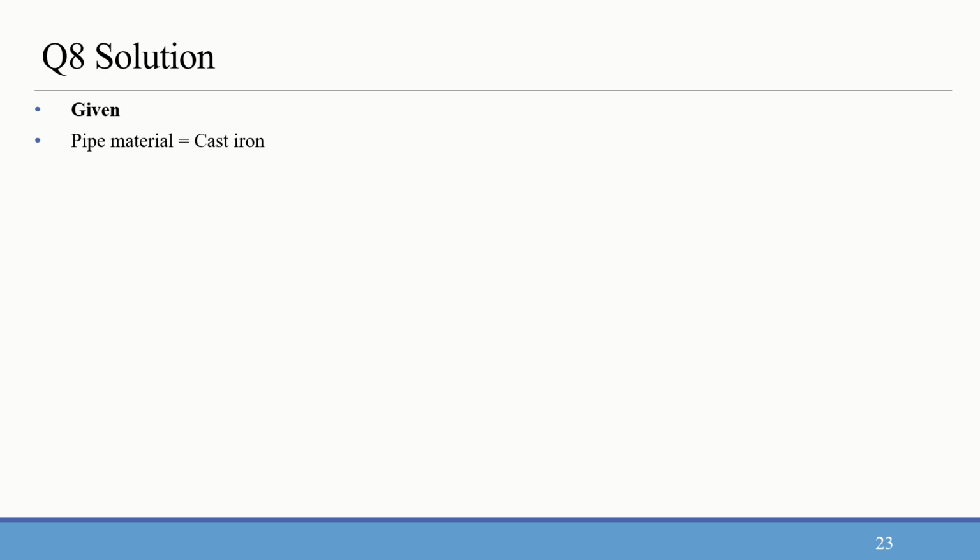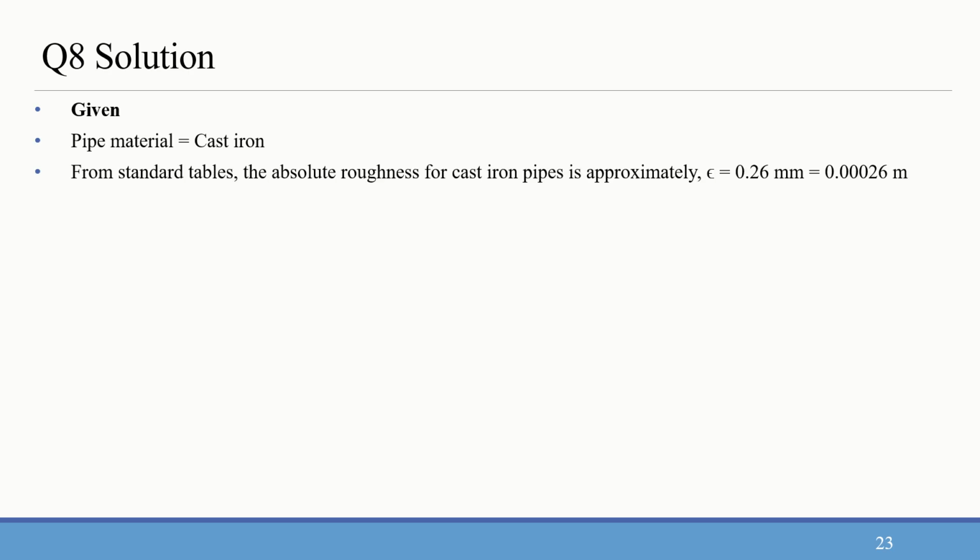I'll give you the pipe details. The pipe material is cast iron, and from standard tables, the absolute roughness for cast iron is approximately epsilon equal to 0.26 mm, or 0.00026 meters. We need to find the roughness ratio, and the formula, as we know, is roughness ratio equal to epsilon by d.